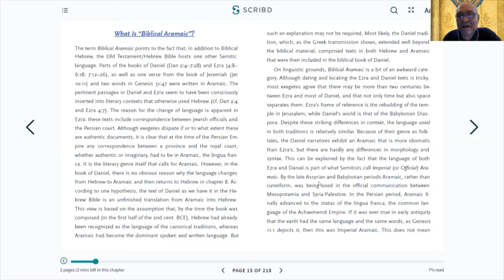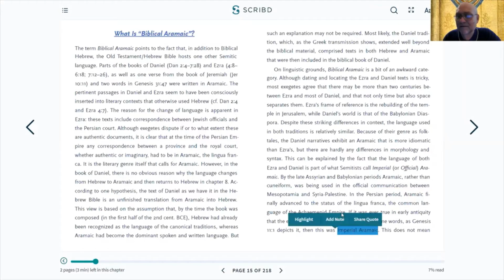Aramaic. By the late Assyrian and Babylonian periods, Aramaic, rather than cuneiform, was being used in the official communication between Mesopotamia and Syria, Palestine. In the Persian period, Aramaic finally advanced to the state of the lingua franca, the common language of the Achaemenid Empire. If it was ever true in early antiquity that the earth had the same language or the same words as Genesis 11:1 depicts it, then this was Imperial Aramaic.